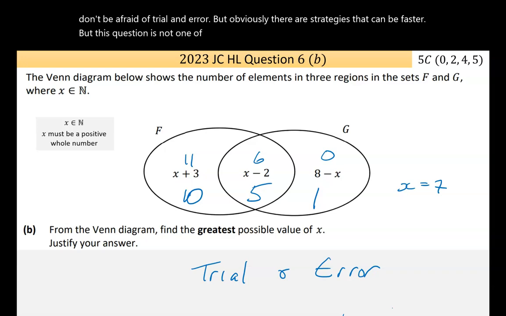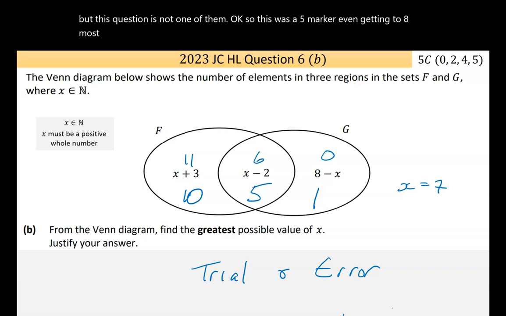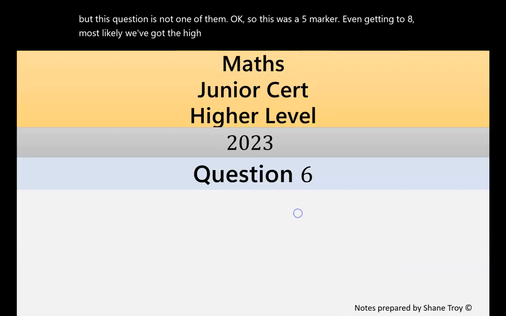So this was a 5 marker. Even getting to 8, most likely you'd get the high partial. So that's the end of question 6.